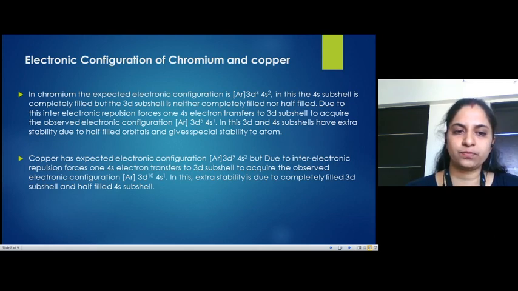Copper has the expected electronic configuration argon 3d9 4s2, but due to inter-electronic repulsion forces, one 4s electron transfers to the 3d subshell to acquire the observed electronic configuration argon 3d10 4s1. In this, extra stability is due to the completely filled 3d subshell and half-filled 4s subshell.